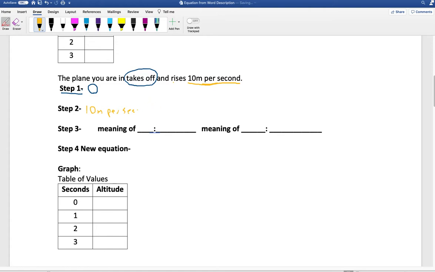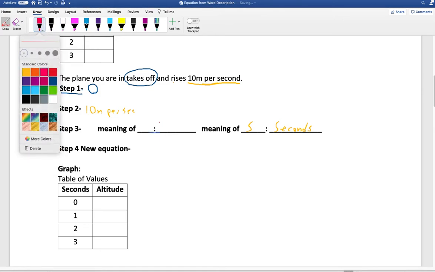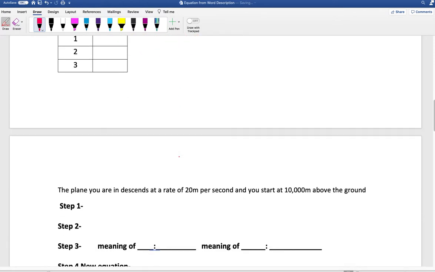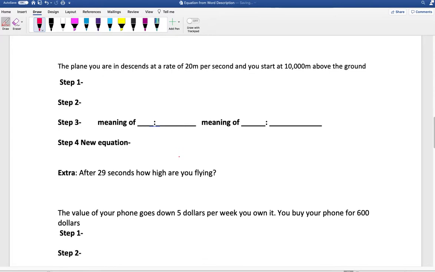So first of all, where's my pen here? S is going to equal seconds. So I'm going to switch it here, like the pink, it's easy to see. Then here it's going to be my height. So what am I calculating? I'm calculating my height. So my height is going to equal, well, I don't have any initial, but I know I'm going up 10 meters per second. So H equals 10S. We're going to come back to the graph. Let's go a couple more here.